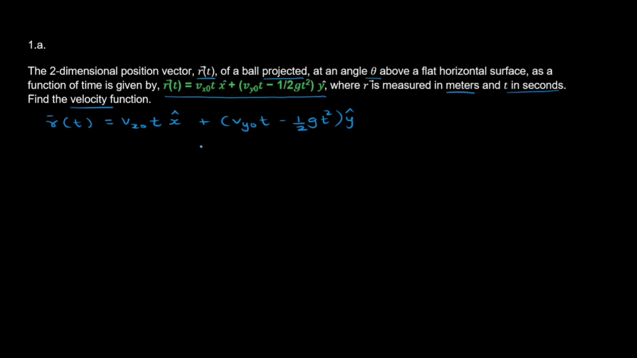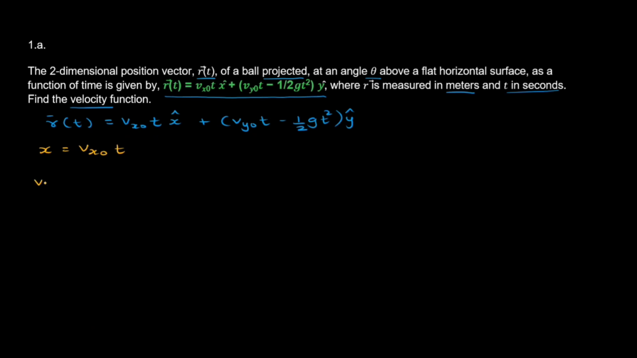And we know in projectile motion, the x and y components of velocity are independent of each other. So I can find the x component of velocity by simply taking the derivative of just the x term of r, and the y component of velocity by taking the derivative of just the y component of r. So we can write the x component of r as just x, which will be equal to all the terms with x cap. So that is equal to vx0 t.